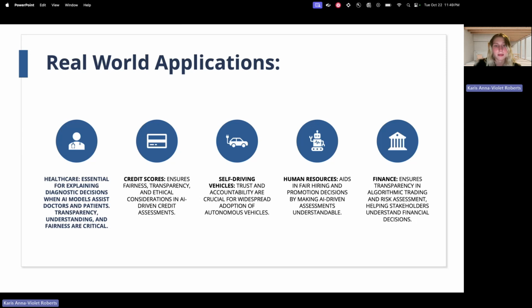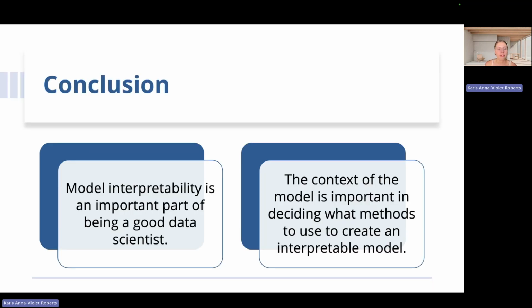The algorithms need to be understood to build public trust. Human resources algorithms need to be understood to help prevent bias and ensure fair decision making. And finally, the takeaways here are that model interpretability is an important part of being a good data scientist, and the context of the model is important in deciding what methods to use to create an interpretable model. Thank you, and I'll be happy to answer any questions.